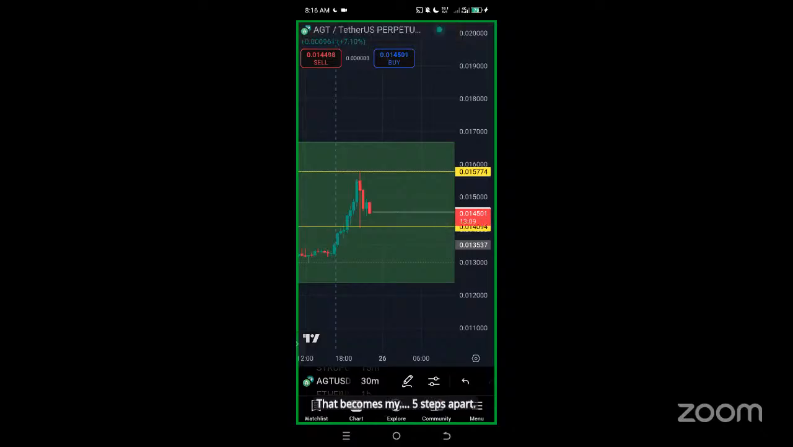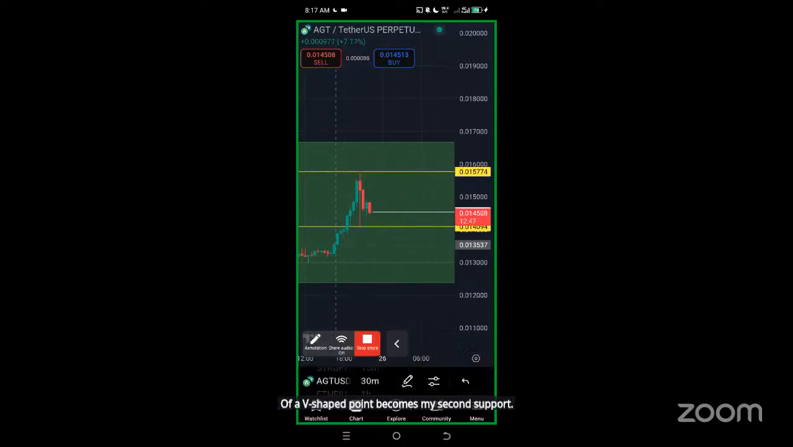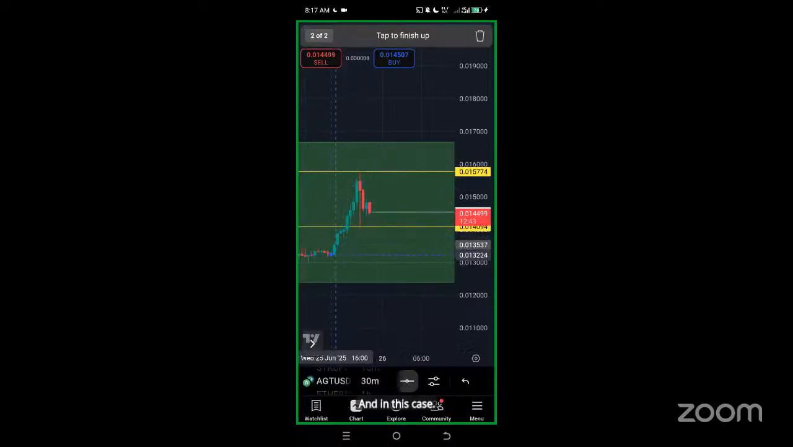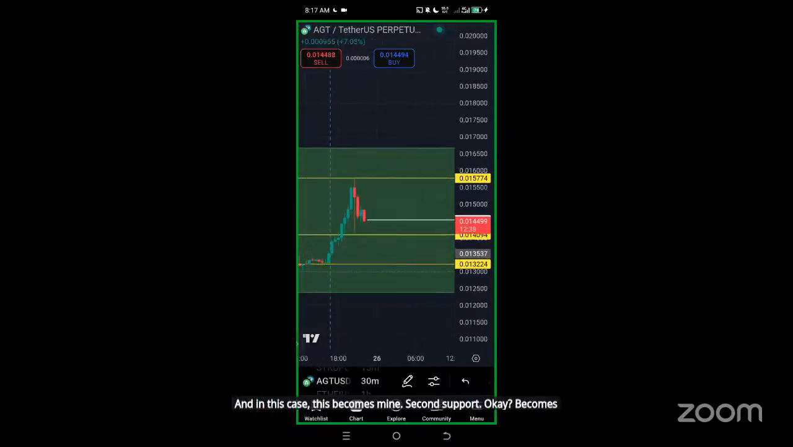Then for me to draw my second support, I'm going to base on the first support line. Okay, so I'm going to look at this point level, look down, and try to track back. Then the second encounter of a V-shape point becomes my second support. Becomes support 2. So I'm going to pick this, and in this case, this becomes my second support. Okay, becomes the second support.